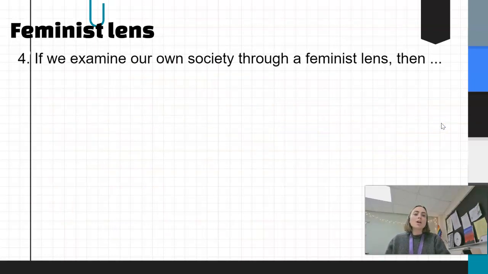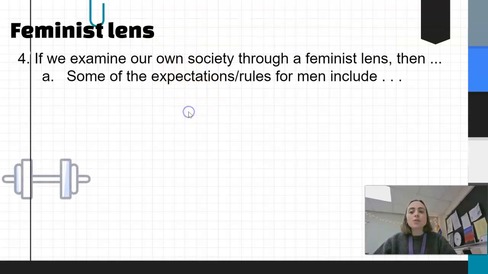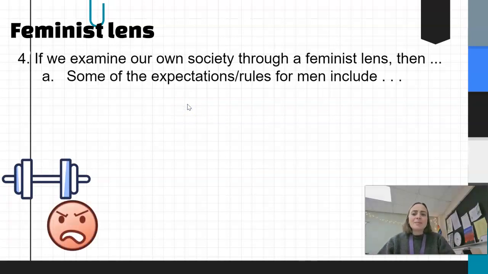So now I want you to think about our own society. You can think broadly about the United States as a society. You could think about your own cultural context, or Cooper High School as a society, or your family as a society. What are some of these expectations or rules that you see for men? Do you think there's an expectation that men need to be really strong, to work out and have big muscles? Maybe they need to feel really masculine and not show a lot of emotion.